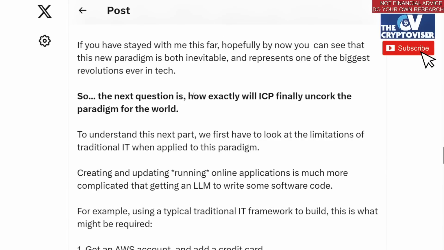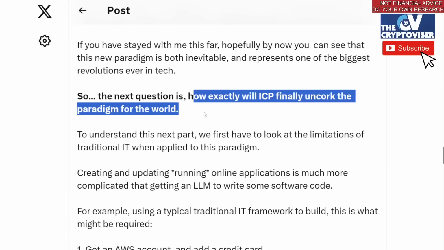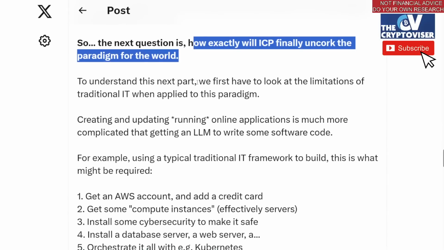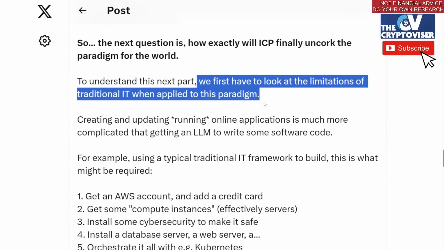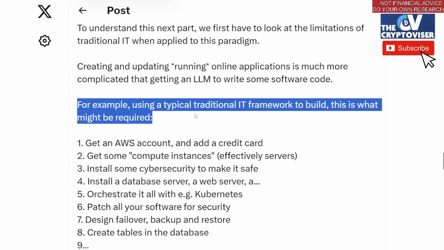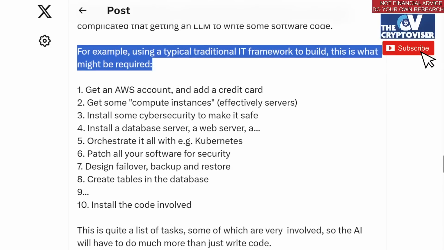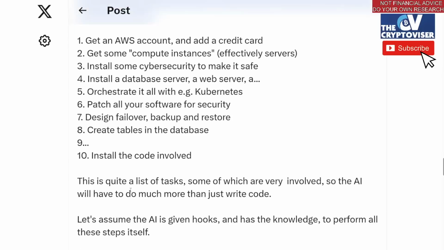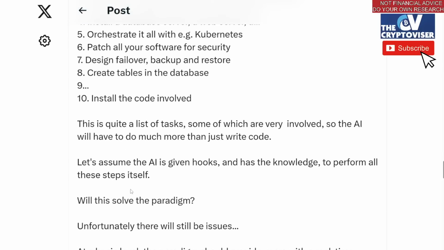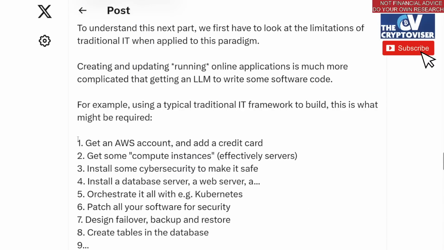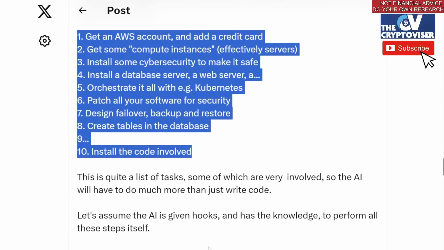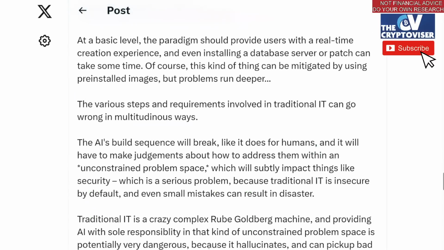So the next question is, how exactly will ICP finally uncork the paradigm for the world? To understand, we first have to look at the limitation of traditional IT tech. For example, using traditional IT framework to build, this is what may be required. All these different steps, and probably a lot more than what is just listed here. I'm not going to read them all. This is quite a list of tasks, and it's very involved. So the AI will have to do much more than just write code, right? They'll have to actually open accounts, create compute instances, have the bandwidth, transact from a financial standpoint, who's running the network, how do you pay them, and all of that.